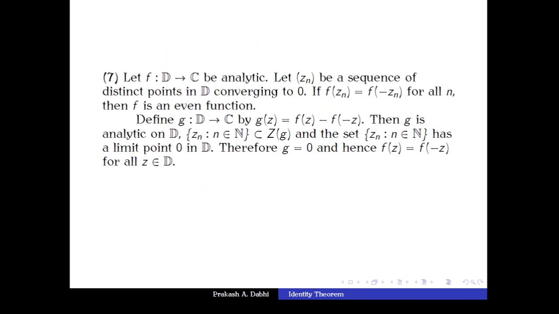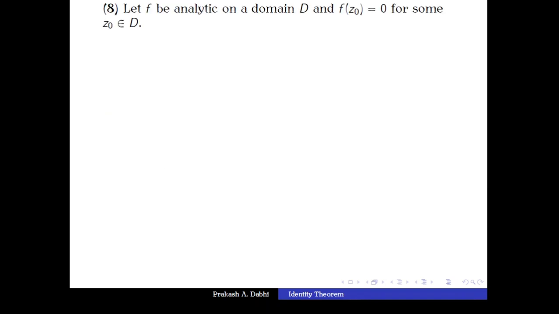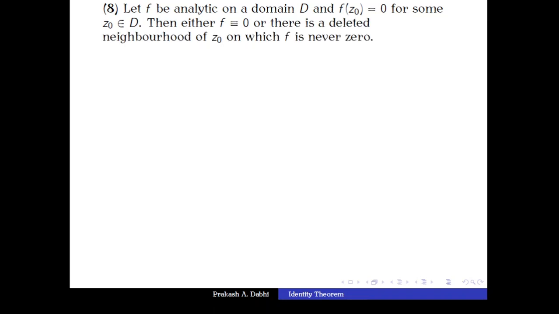I think we had seen the last example, so let us go for the next example. Let f be analytic on a domain D, and it is given that f is 0 at a point z0 of the domain D. Then what do we want to show? We have to show that either f is a zero function or there is a deleted neighborhood of z0 such that f is never 0 on that deleted neighborhood.